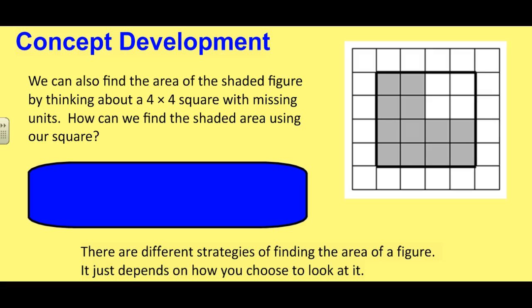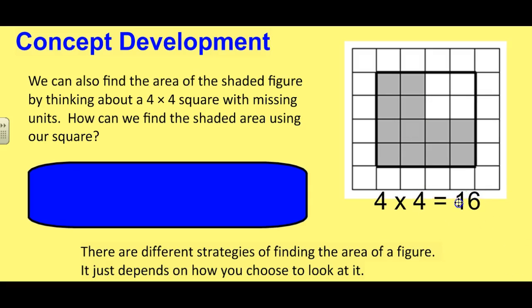Okay, so the same shape, we can also find the area of the shaded figure by thinking about a 4 times 4 square with a missing unit. So you can see right here how I drew a square around the whole thing, and now that I have this, I have 4 right here, and I have 4 right here, so I could go ahead and do 4 times 4 to find the area of this entire shape, but that's not going to tell me the area of the shaded shape. So if I did 4 times 4, that would give me 16.